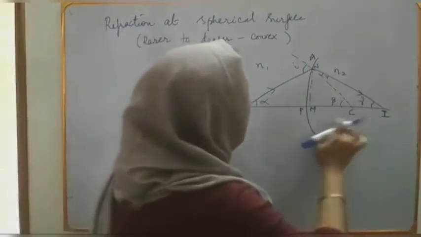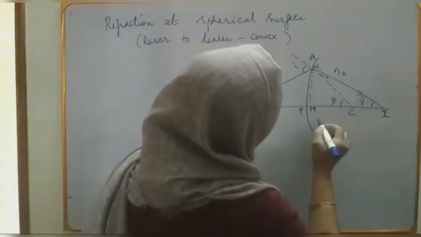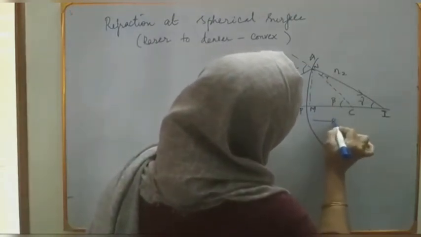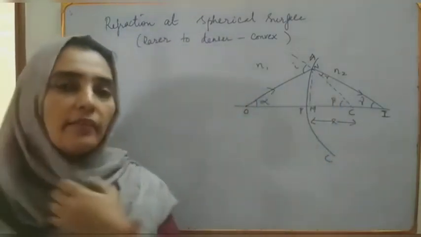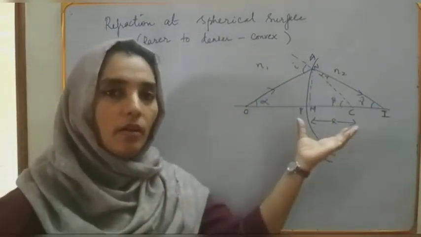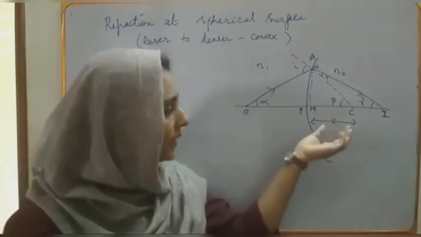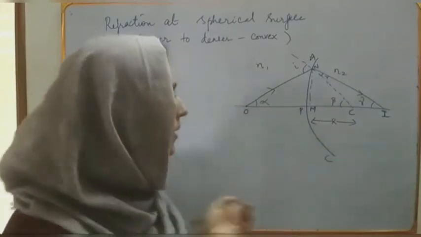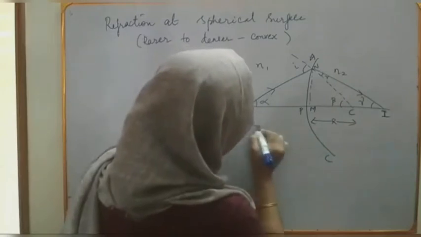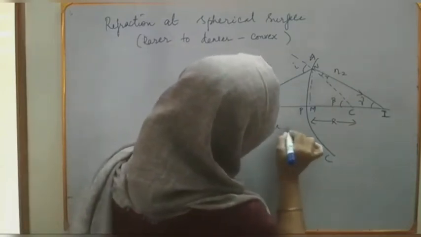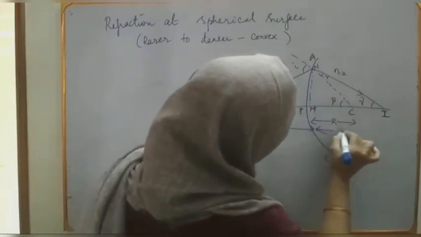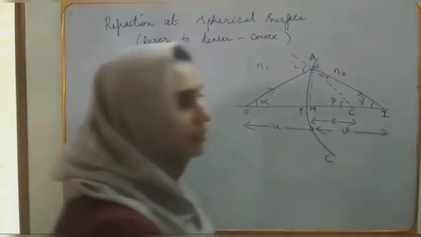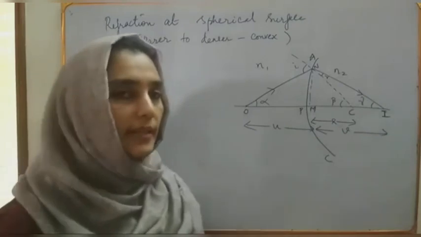Now CP, or MC, will be the radius of curvature, because as this is a spherical surface, it will have a radius of curvature, and we can mark this as R. And object distance is OM, so I am going to mark that as U. And image distance is MI, I am going to mark it as V. We know the notations for object distance and image distance.